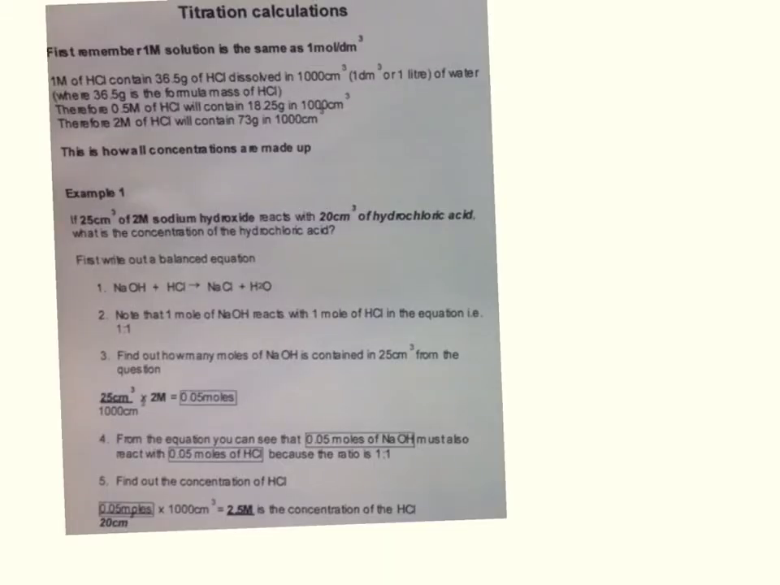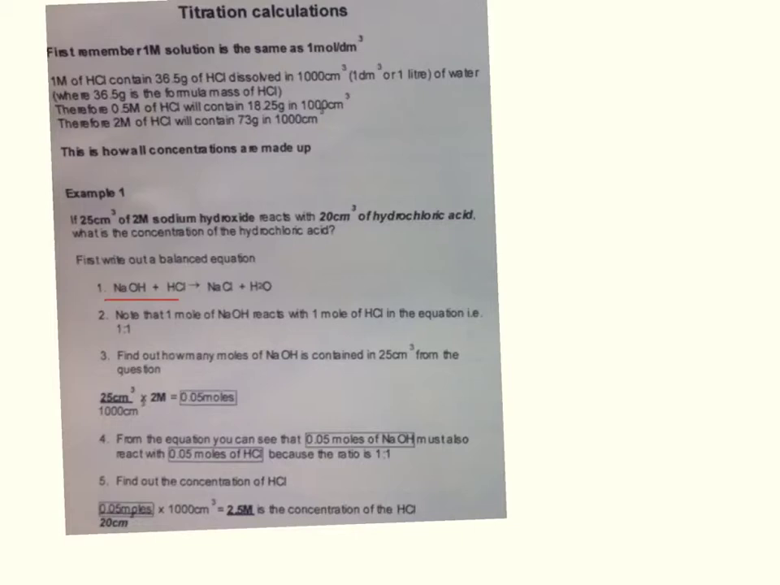Right, here is a similar calculation where we have sodium hydroxide and hydrochloric acid. So it's still a 1 to 1 ratio, which is here. Just underline it there. So it tells you that you've got 1 mole of sodium hydroxide reacting with 1 mole of hydrochloric acid. You do the same sort of thing where you have 25 centimeters cubed of 2 molar sodium hydroxide, and it reacts with 20 centimeters cubed of hydrochloric acid. What's the concentration of the hydrochloric acid?